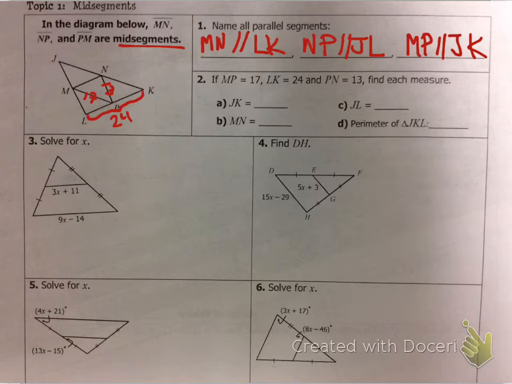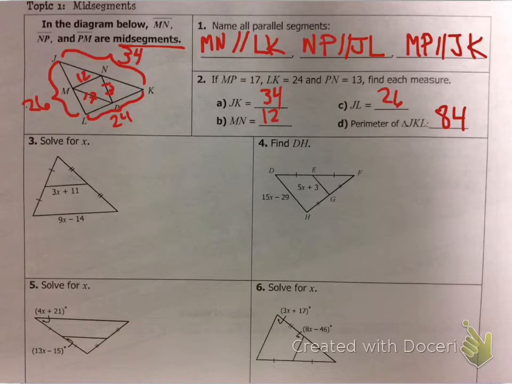In other words, if I say these numbers 17, 13, and 24, to go from the short to the long, I need to multiply by 2. So 17 times 2 is 34. 13 times 2 is 26. And if I wanted to go from the long segment to the short segment, I would divide by 2. 24 divided by 2 is 12. Now, if I wanted to find the perimeter, I would just add up all three of those, and that would give me the perimeter. And there you go for those.